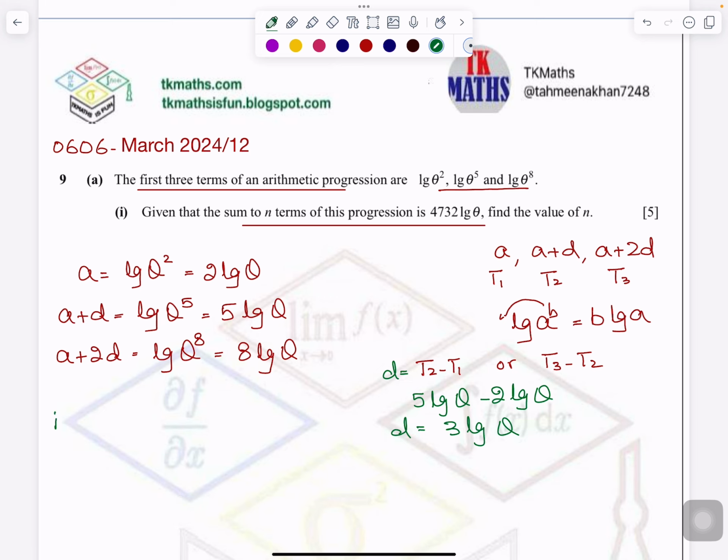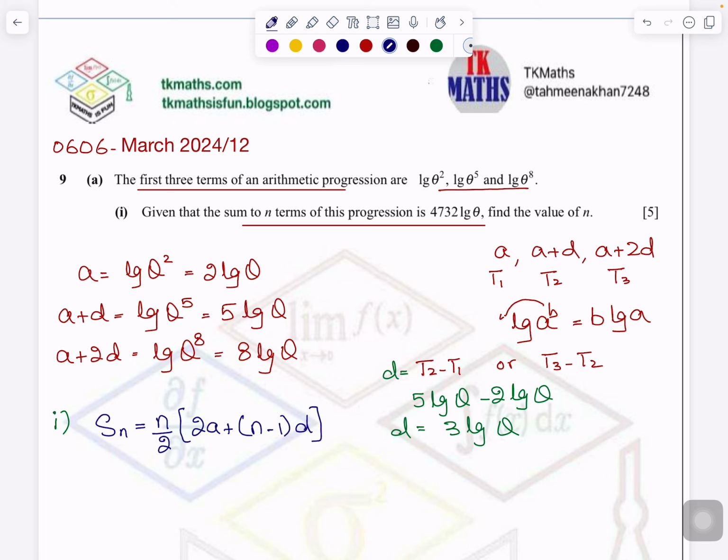Now in part 1, the sum of the nth term is given. Now you have to recall the nth term formula. It will be given to you in MF19 as well, so you do not need to remember it by heart. You can see it from there. So this is the formula which I am writing here.